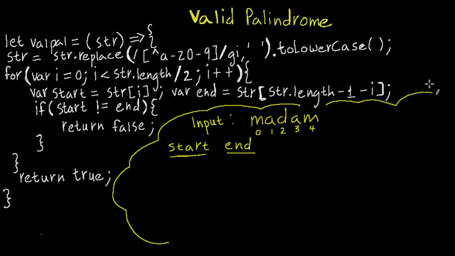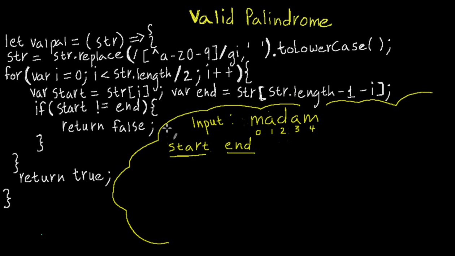Okay, so here is my second approach, which uses 2 pointers. Like in the first solution, I have this function valpal, and its parameter is my input string str. Inside this function, first we get the string ready for the palindromic check, like we've seen in the previous solution: replace all the non-alphanumerics, keeping only alphanumerics, and make it lowercase. That's ready.